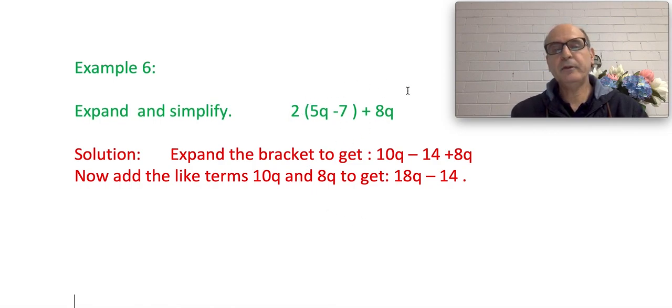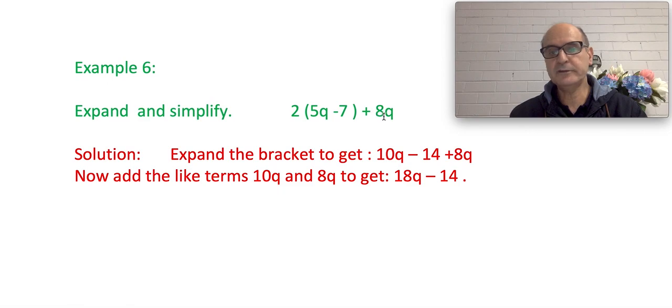In this example, we have to expand, and then we also have another term here, which we need to deal with. So first, let's expand this. 2 times 5q, then minus 2 times 7. So 2 times 5q is going to be, again, 10q. Then minus, this minus is here. Then 2 times 7 is 14. So up to here is the expansion of our bracket.